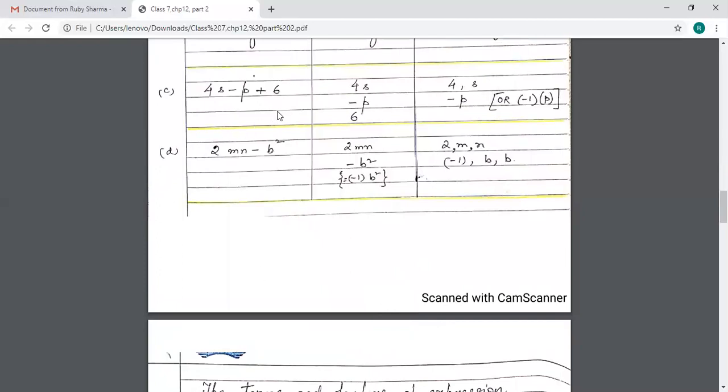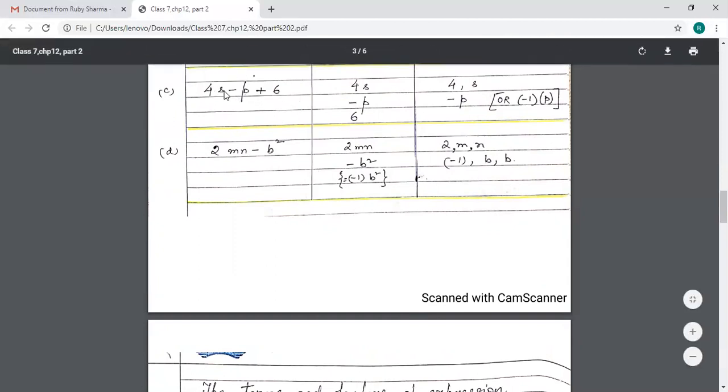Now the next sum. 4s minus p plus 6. So how many terms are there here? There are 3 terms. One is 4s, the other one is minus p, and the other one is plus 6. This is a constant term. So for the variables involved, we have written the factors. For 4s, 4 and s are the factors. For minus p, you can write minus p also, or you can write minus 1 and p, because minus 1 into p will give you minus p.